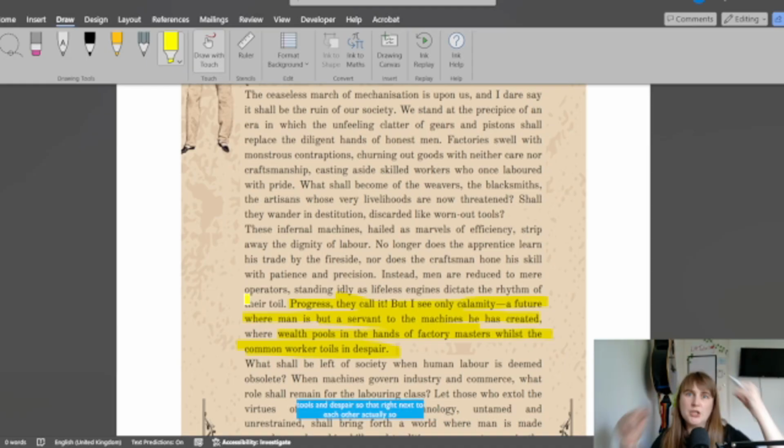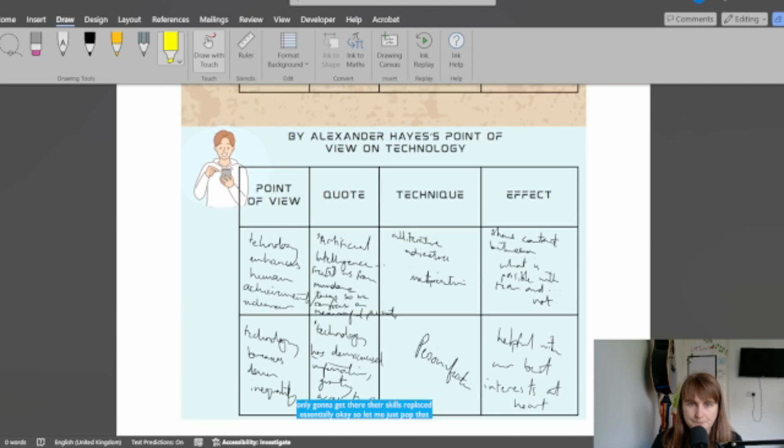So that huge disparity in wealth will actually get bigger because people who don't need to work won't, and then people who do need to work will need to be operators for these machines. So the factories will end up earning more money for the factory masters because there'll be more output, but perhaps the people who are working in it aren't going to get anything from this. They're only going to get their skills replaced essentially. Okay, so let me just pop that in the table then.